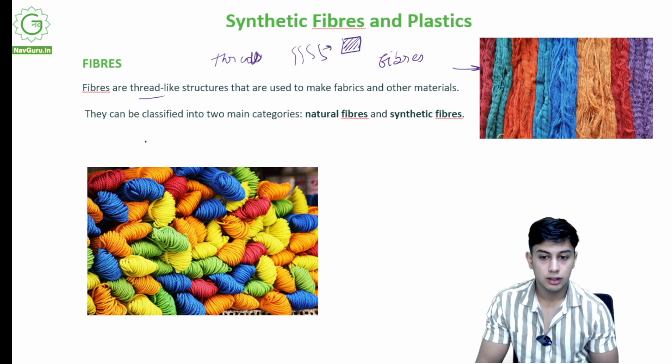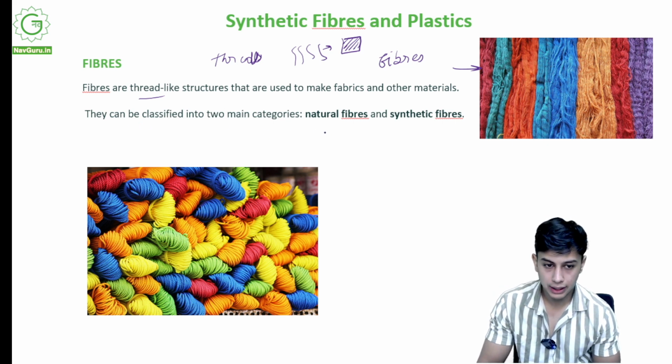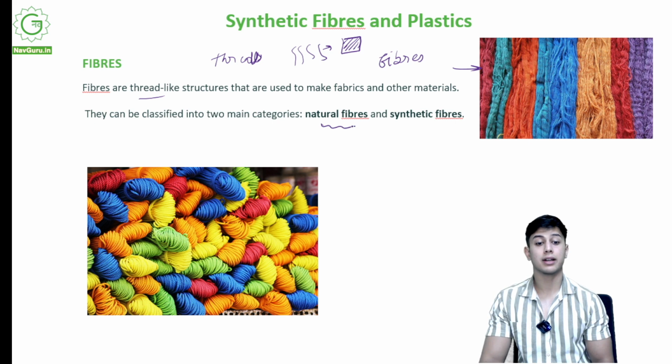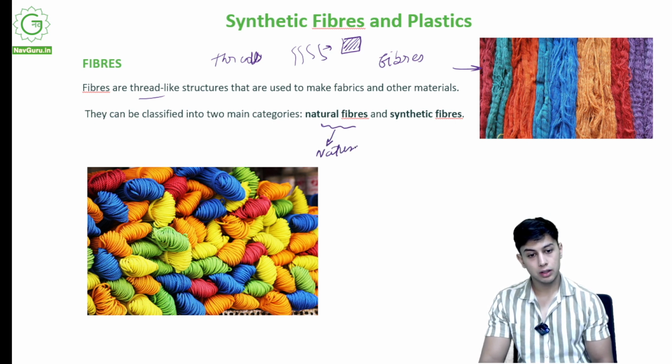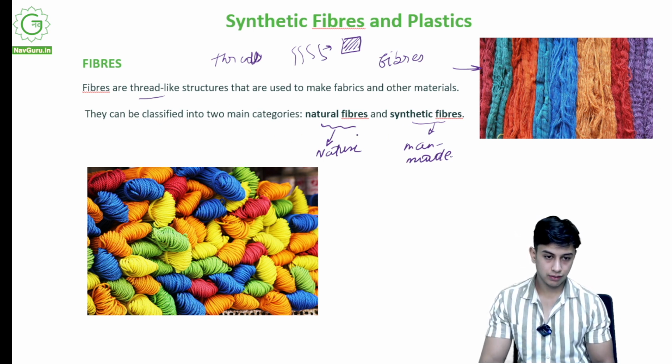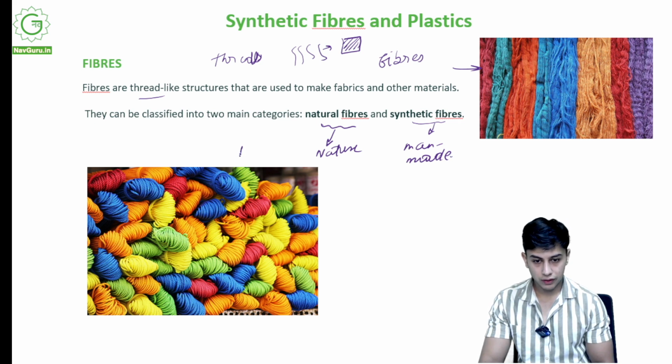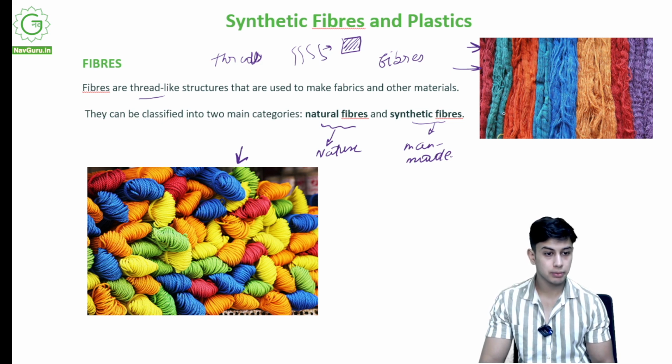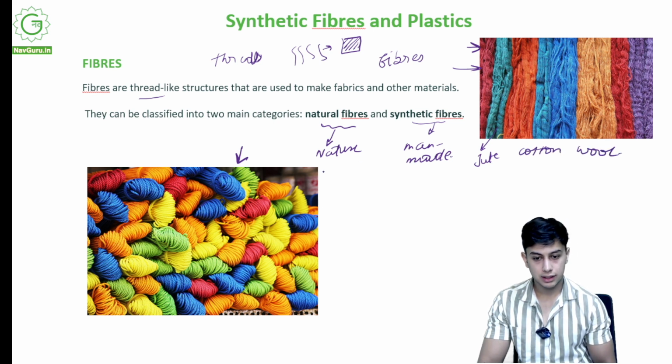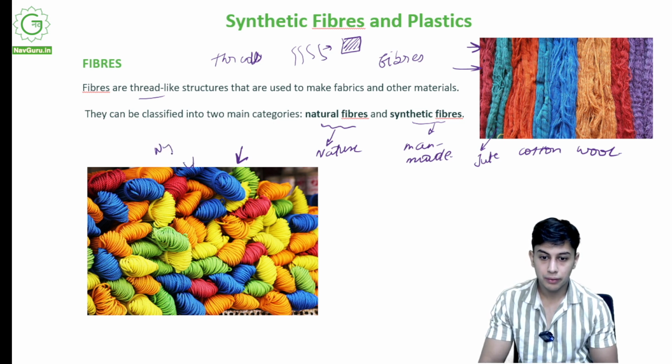They can be classified into two main categories: natural fibers that occur in nature and synthetic fibers that are man-made. So two types of fibers are natural fibers and synthetic fibers. Over here you can see a synthetic fiber. Over here you can see a natural fiber. This is jute, cotton, wool, etc. These are nylon.